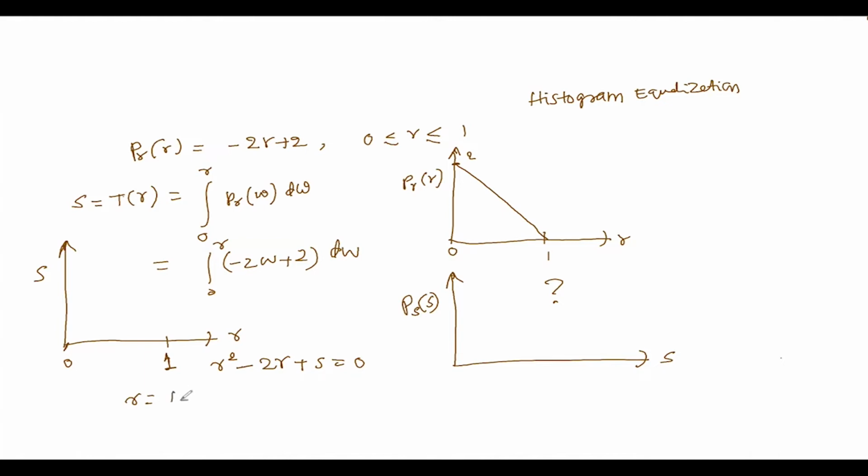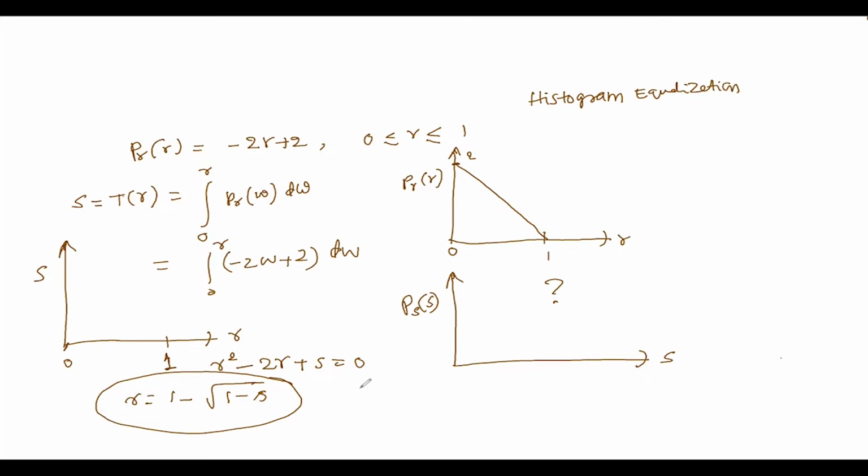1 minus square root of 1 minus S will be the valid solution here. You would get another root which is plus, but then you could see in histogram equalization, 0 to 1 should get mapped to 0 to 1 itself. So this has to be the solution. Now from there, can you figure out what is dr by ds?